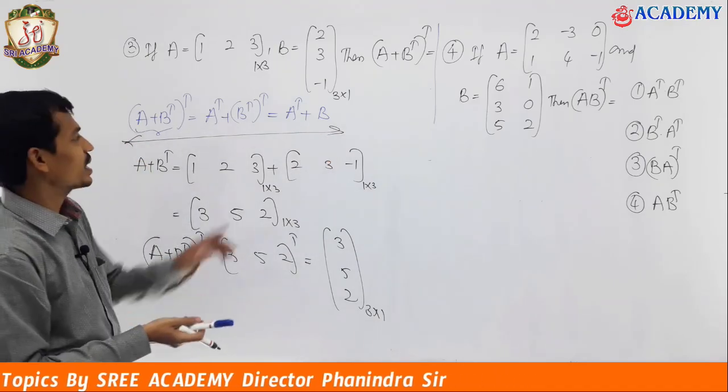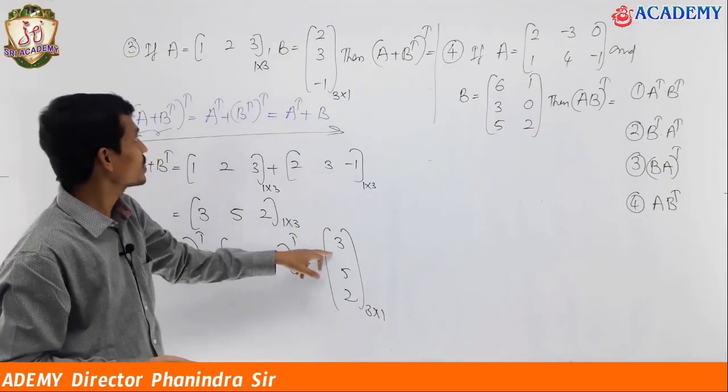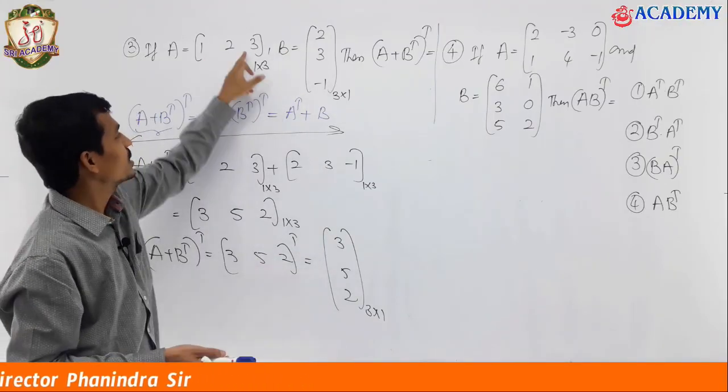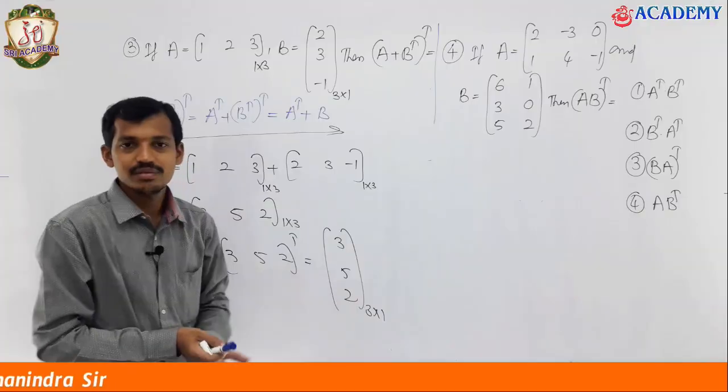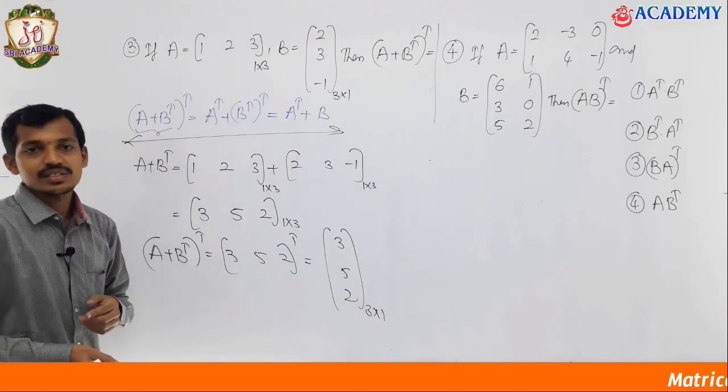Or simply A transpose is going to be the row as a column. That is 1 plus 2 is 3, 2 plus 3 is 5, 3 minus 1 is 2. Like this also you can say, or if you write like that also you can say.